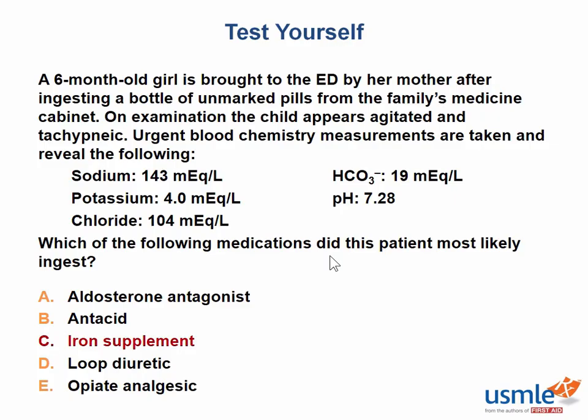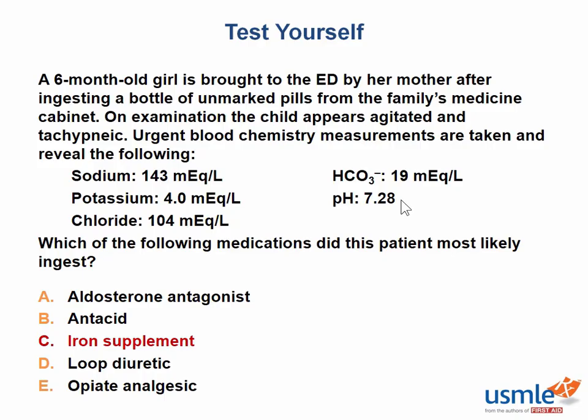The correct answer is C. This patient is suffering from an acidosis because the pH is 7.28, and we know that it's metabolic because the bicarb is 19. When calculating the anion gap, we subtract 123 from 143. This is the sodium minus the chloride and bicarb. This gives us an anion gap of 20, which is elevated. Therefore, we know that the patient has an elevated anion gap metabolic acidosis. The only answer from these choices that can cause this is iron supplements.